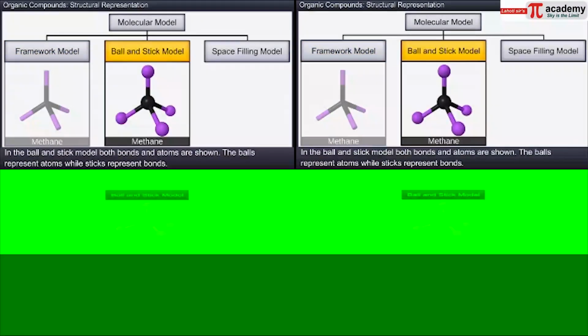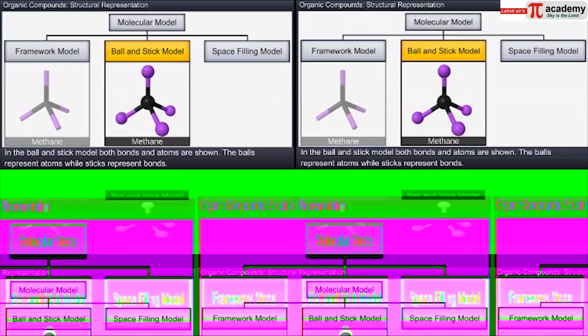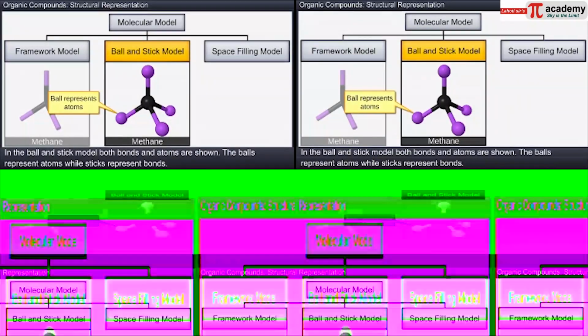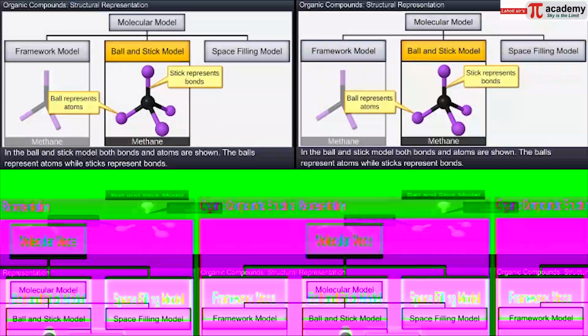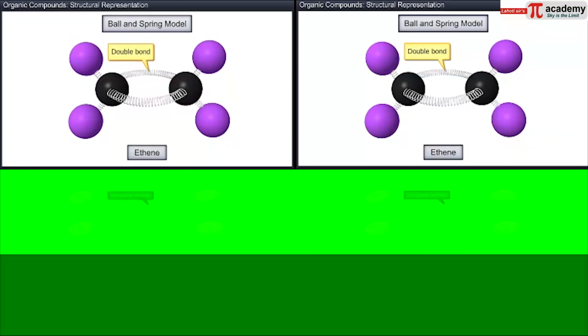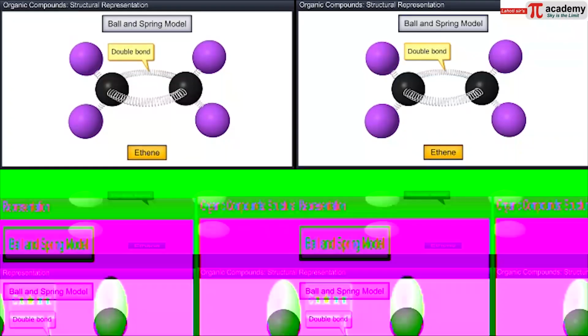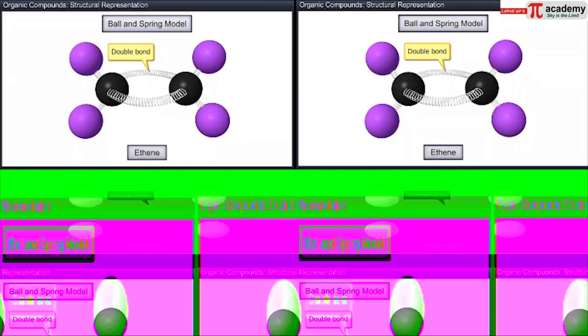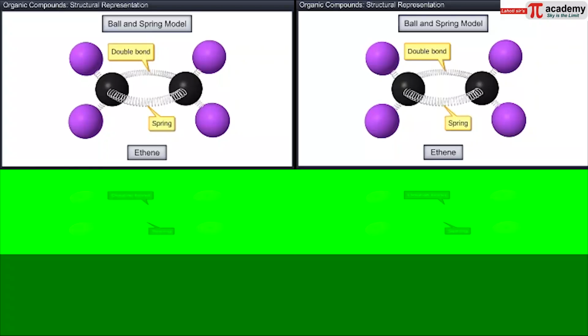In the ball and stick model, both bonds and atoms are shown. The balls represent atoms while sticks represent bonds. Compounds containing double bond, as in ethene, are represented in a different way. In place of a stick, a spring is used to represent the double bond. Hence, this type of model is called ball and spring model.